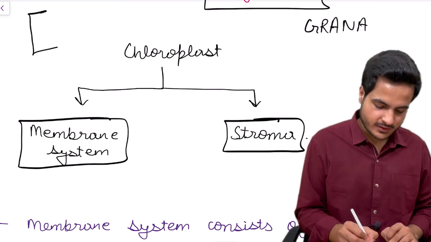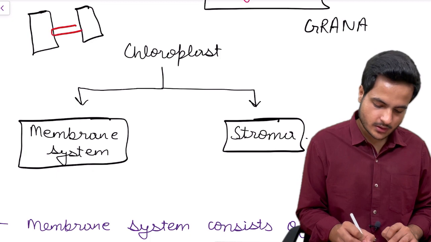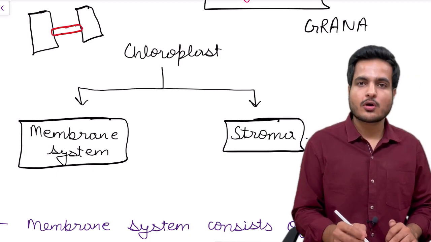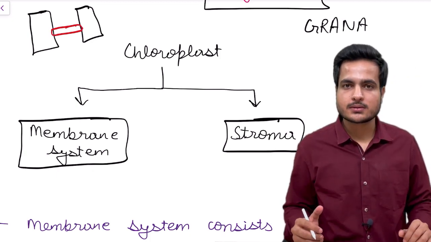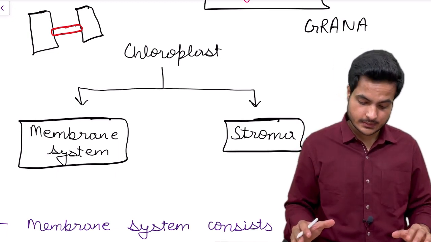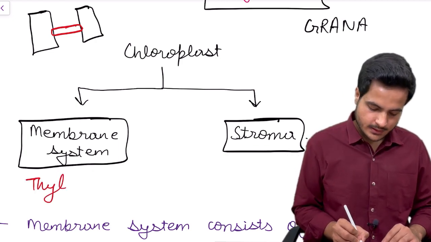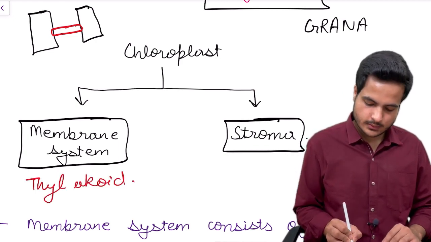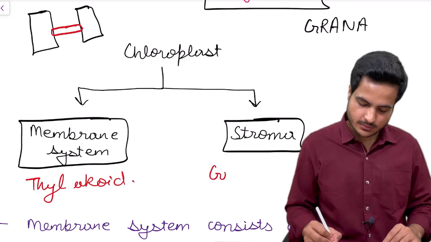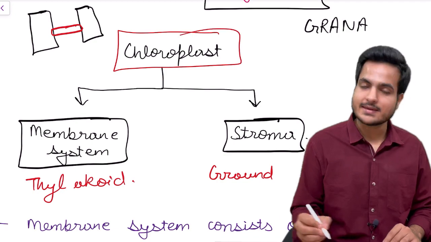And if we have one stack and the other stack, these stacks are also connected by coins, and these coins are called stroma lamella, or say the thylakoids present in stroma. As simple as that. So the membrane system is made up of thylakoid. Stroma is the ground substance of the chloroplast organelle.